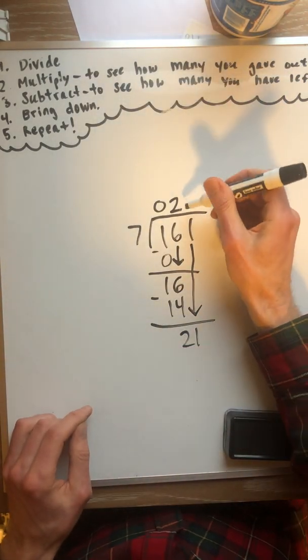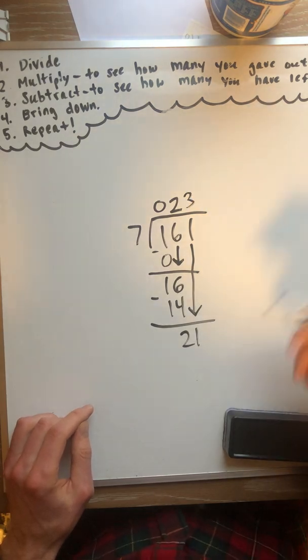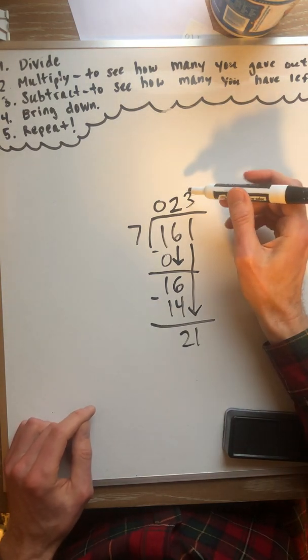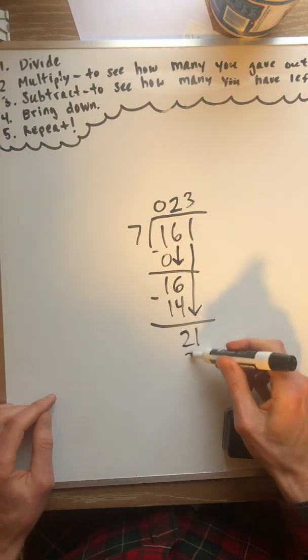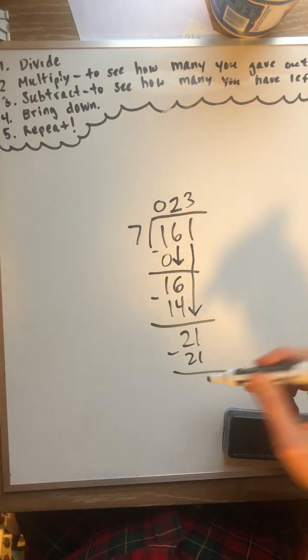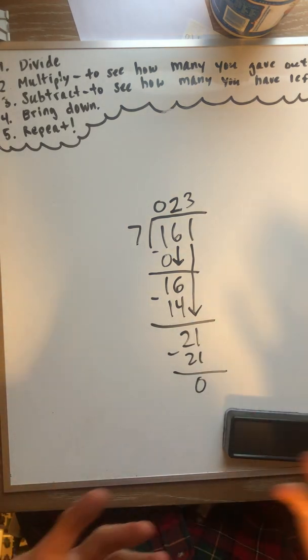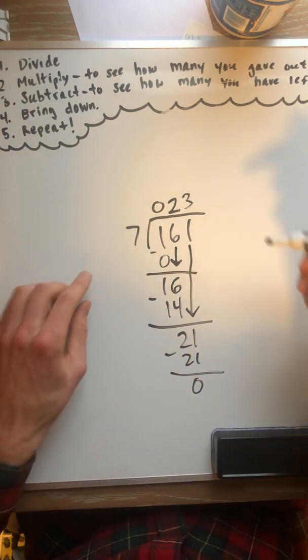So what that means is we each get $3. We're like, we'll take it. It's not that much money, but we'll take it. 3 times, now we multiply to see how many he gave out. 7 times 3 is 21. Subtract, see what he has left. He has none left. So he just gave out all of his money. He's like, I hope you're satisfied.